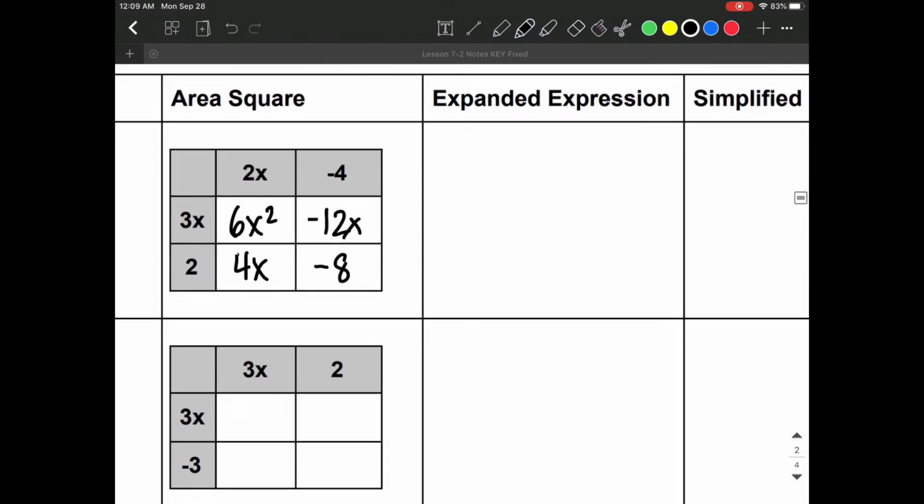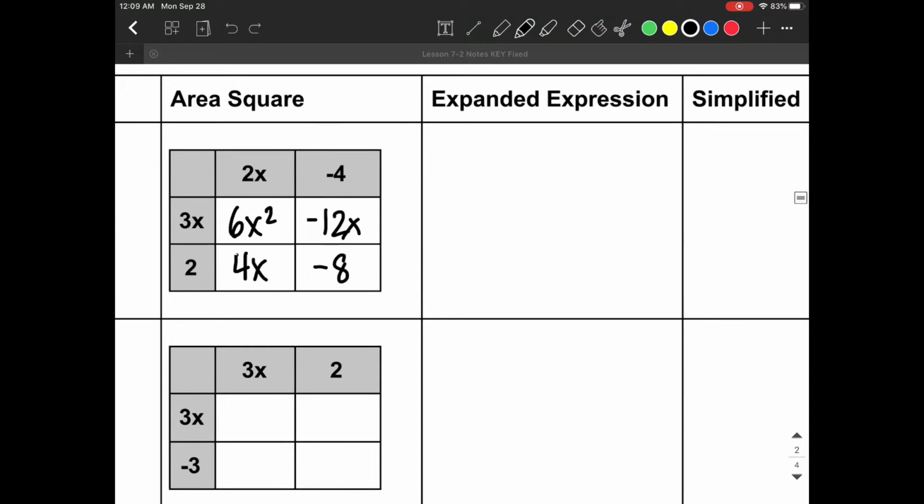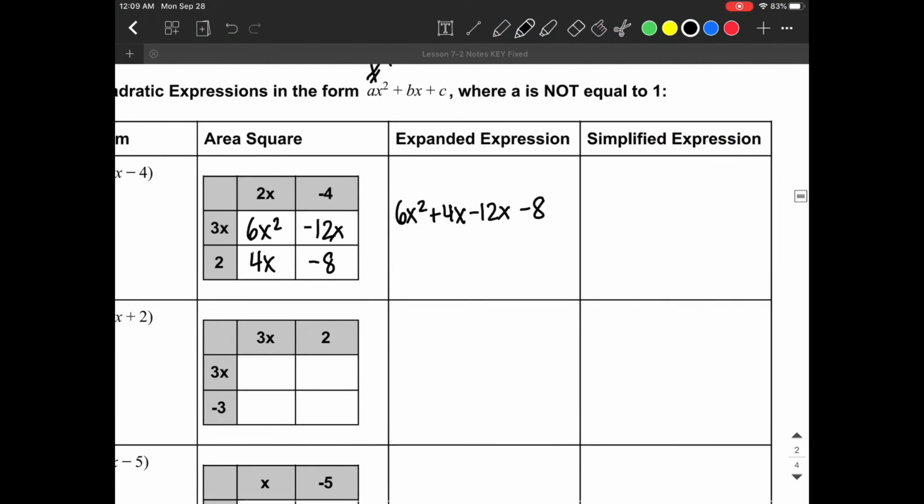Next, I'm going into expanded form. I'm going to take these and add them together. Just rewrite them over here: 6x squared plus 4x minus 12x minus 8. And then the simplified expression is 6x squared minus 8x minus 8.